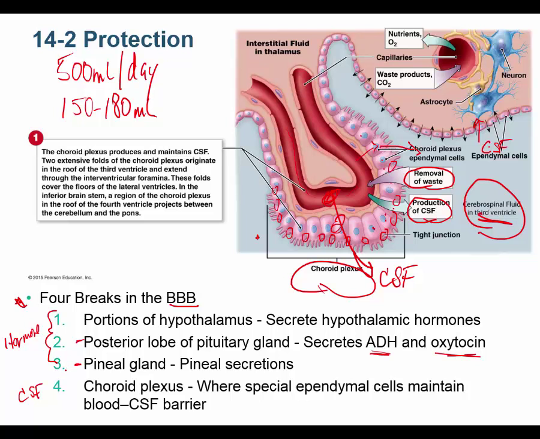Okay, so those are 3 of the 4 breaks. The last break is in the choroid plexuses, which are blood vessels and ependymal cells. This is because the ependymal cells need to have access to the blood plasma so they can modify it and secrete it into the ventricle as CSF. So there's a break in the blood-brain barrier at each of the choroid plexuses. All right, those are the 4 breaks in the blood-brain barrier.